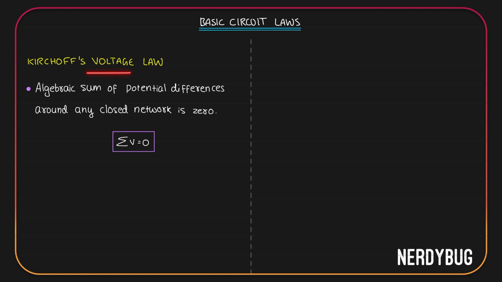Now let's take Kirchhoff's voltage law. According to this, the algebraic sum of potential differences around any closed network is 0. Or we can say in a closed loop, the summation of all the potential differences will be equal to 0. Let's take an example. Applied voltage is 1.5 volt. We have a 1 ohm resistor and an unknown resistor. Current flowing through the loop is 1 ampere.